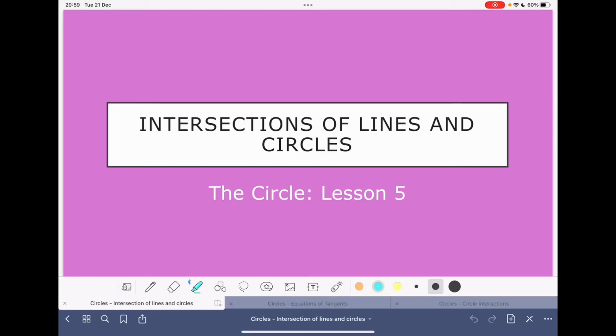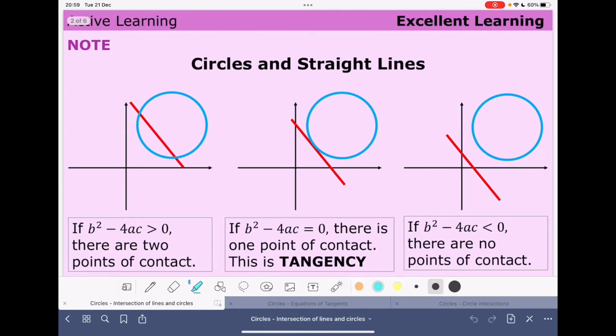Hi folks, welcome to the first of three little videos just looking at the last three lessons of circles. This first one, as you can see, is on how lines and circles intersect. We're going to see some similarities here to quadratics and how lines and parabolas intersect, some of the same skills involved, and some of the same criteria, looking a little bit at the discriminant as well. Okay, so let's get started.